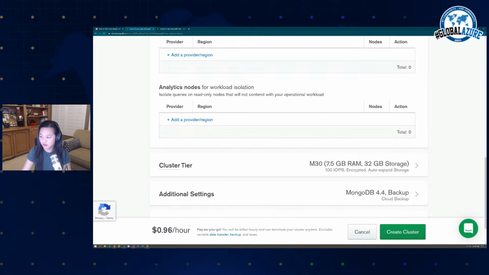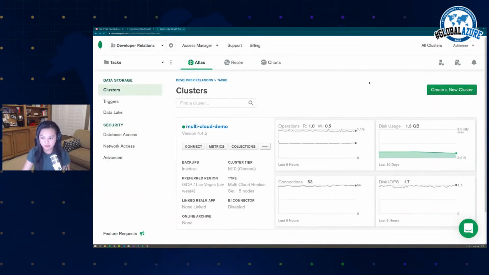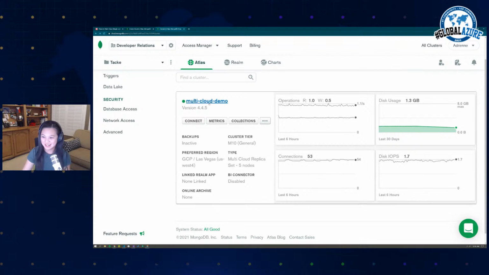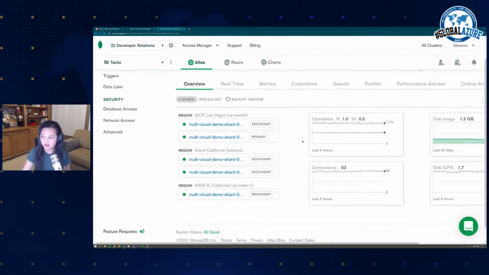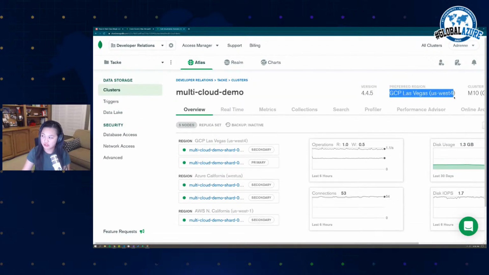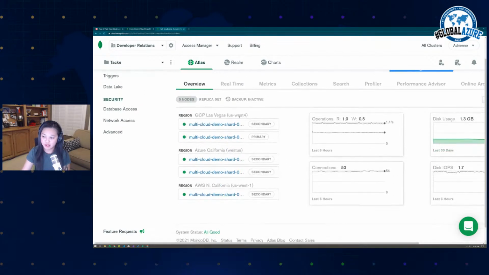And so we would create this cluster, but I already have one created because nobody wants to watch that being done. And you'll see here, this is what you would end up with, right? You'd have a primary here, which is in our preferred region of GCP. And you have your secondary regions as well, both in California and in North California for AWS and Azure.